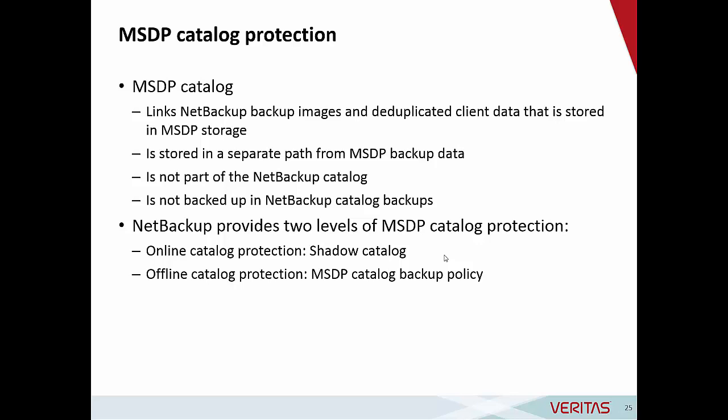Let's say maybe we do get really bad corruption or something just gets totally messed up in this MSDP catalog. Maybe I lose the whole catalog, and the shadow copies are also for some reason unusable. If I've got backups of it, I can roll back to a known good version and avoid data loss. I can work with support in reconstructing my MSDP pool.